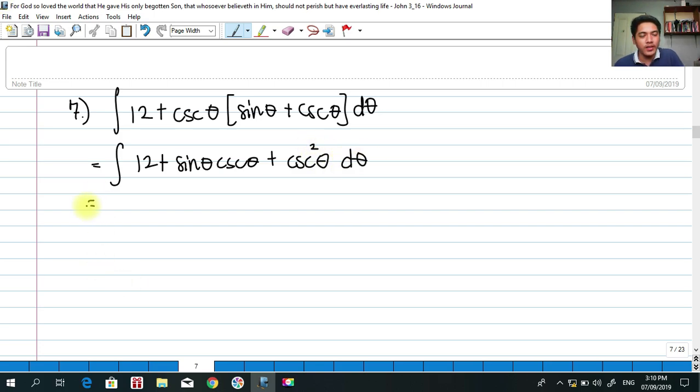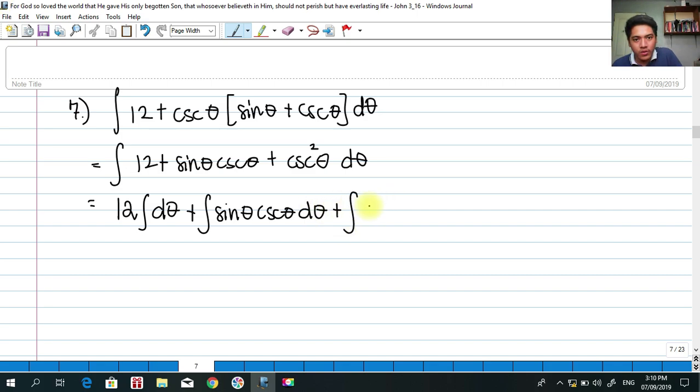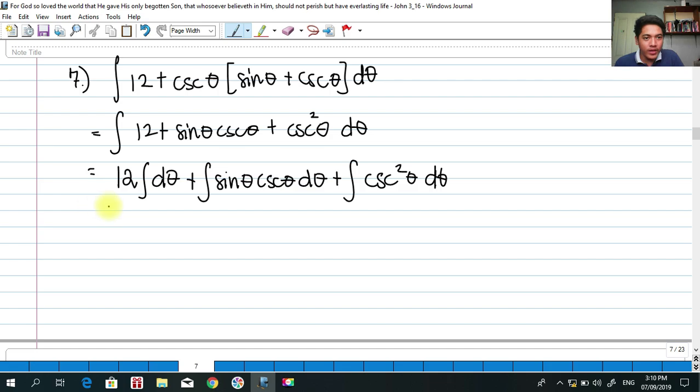Again, distribute the integral sign and factor out the constants. So we have the following equation, with cosecant squared theta d theta. So how do we find this? Let's use identities. The integral of 12 sine theta, no problem with this.